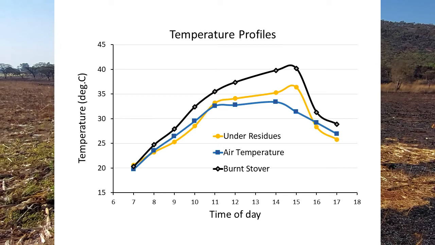As the sun starts to go down, the temperatures drop quite rapidly until they get close to the air temperature, and they'll remain close to the air temperature through the night. So there is a diurnal fluctuation in the temperature on the surface of the soil, and under burnt areas it's generally higher during the day than under stover.